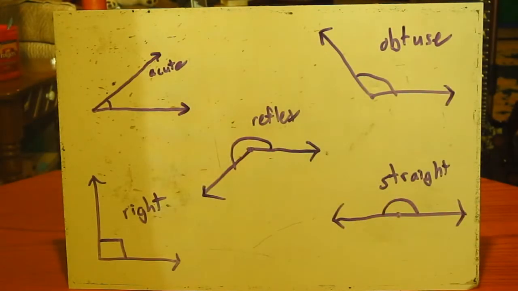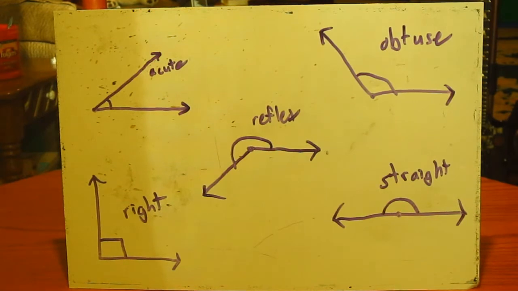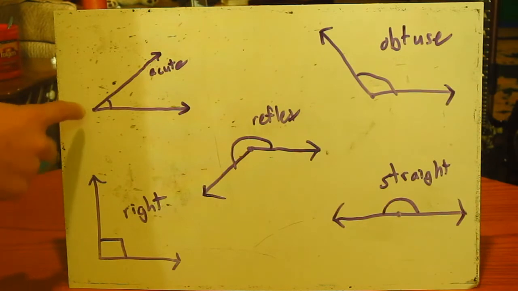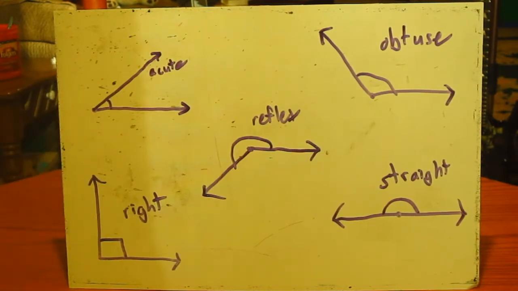Okay, this is chapter 7, lesson 2. It's about classifying angles. An angle is formed by two rays with a common endpoint. The endpoint is called a vertex. So here's a vertex here and here.